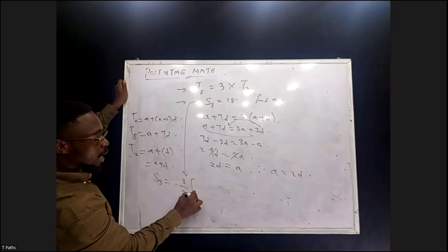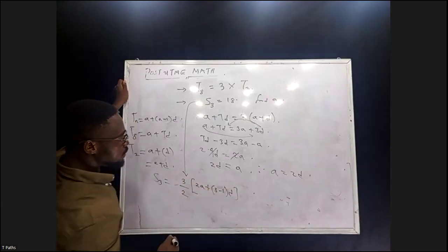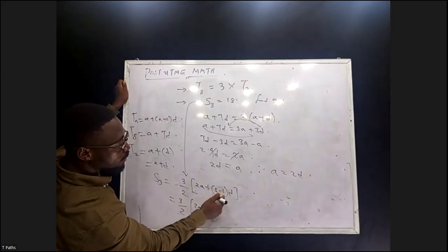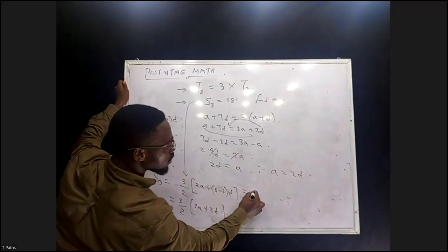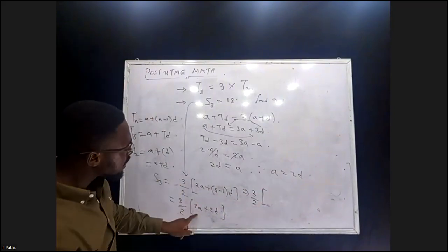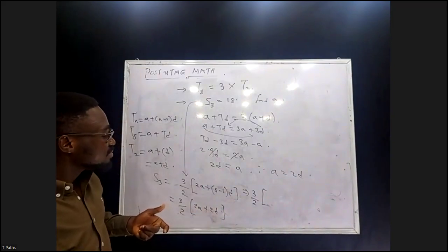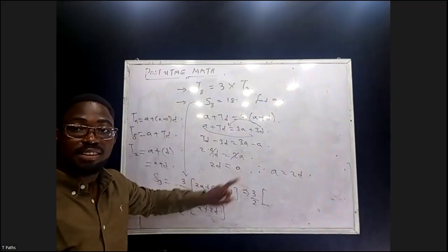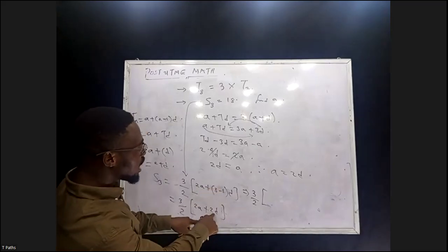The sum of 3 terms will be equal to 3 over 2, if I'm applying that formula, 2A plus 3 minus 1 times D. What do I now have? 3 over 2 into 2A plus 3 minus 1, 2, that's 2D. This will now give us 3 over 2 into brackets 2A plus 2D. I've already determined that my 2D equals A. So I can quickly substitute 2D equals A.